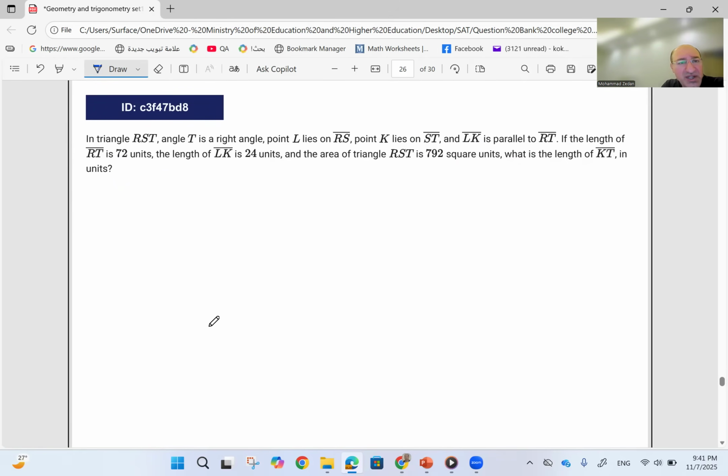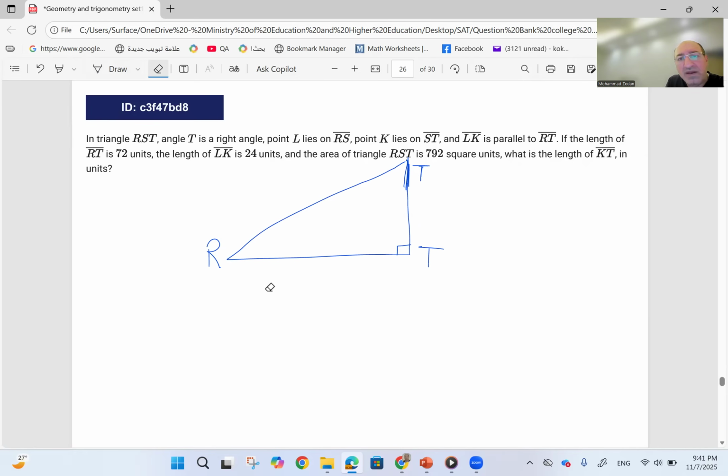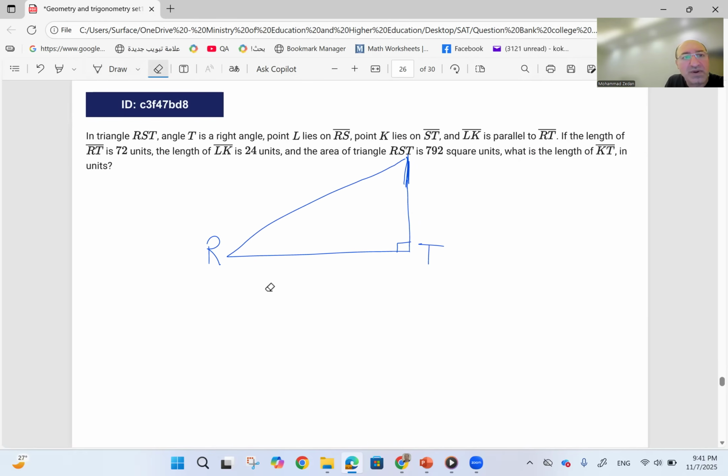In question 26, in triangle RST, angle T is right, point L lies on RS and K lies on this one. This is parallel. All we have to do is draw the triangle like this, something like that. Again, triangle RST, angle T is right. This is T. RST like this, this is T. Sorry, it must be T, not S, this one.